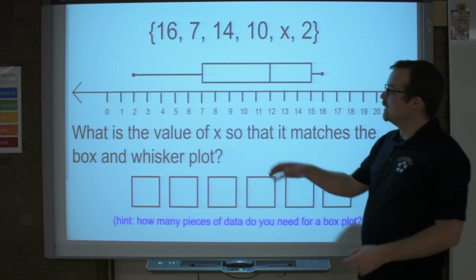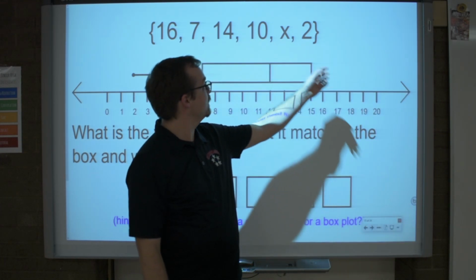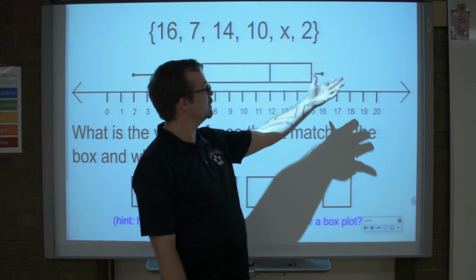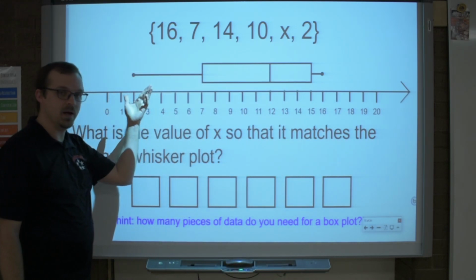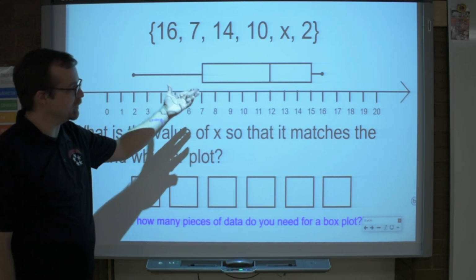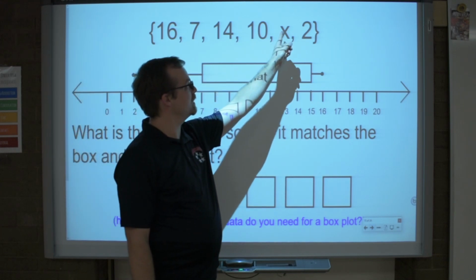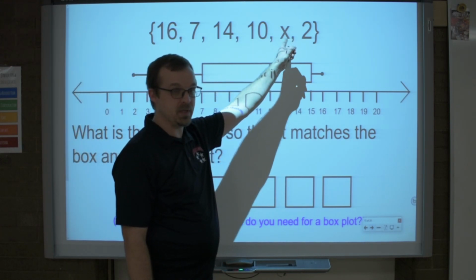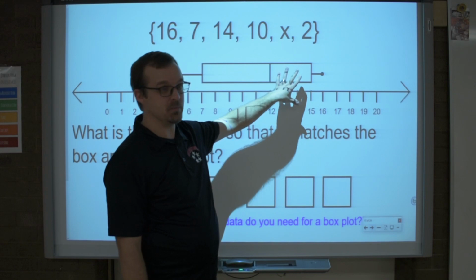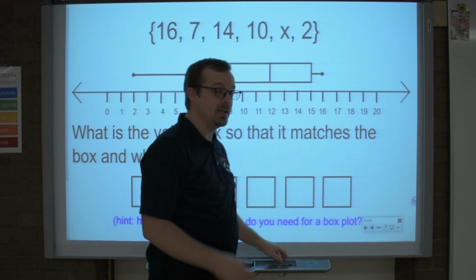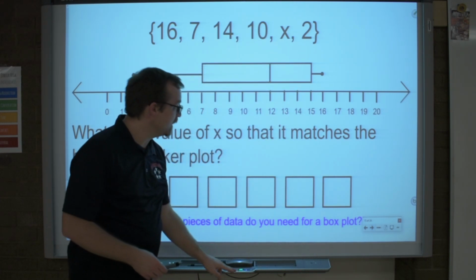So here I have a list of data. One of my data points is missing, it's just X, but I do have a box plot, and I should be able to figure out at least an idea of what this X value should be, just by reverse engineering a box plot and what data I do have. It's actually not as hard as you think, right? Let's take a look at this.